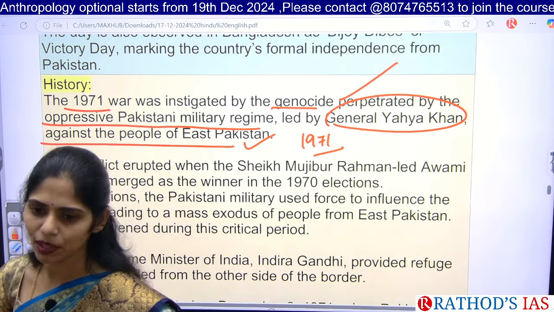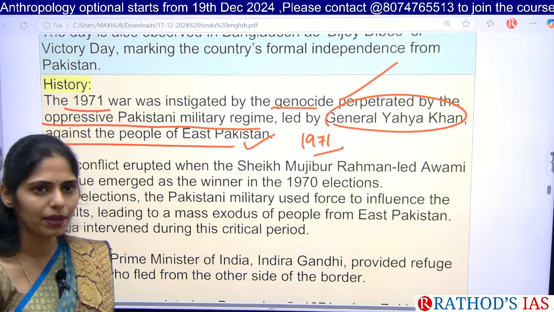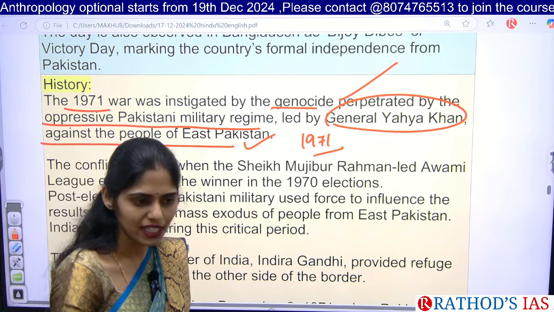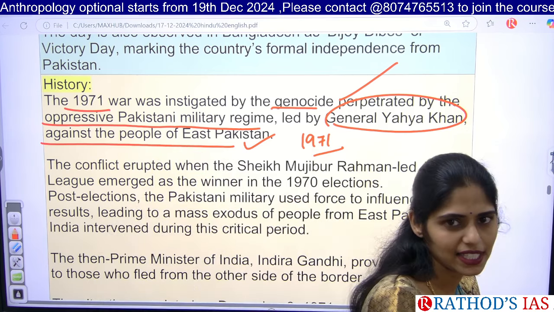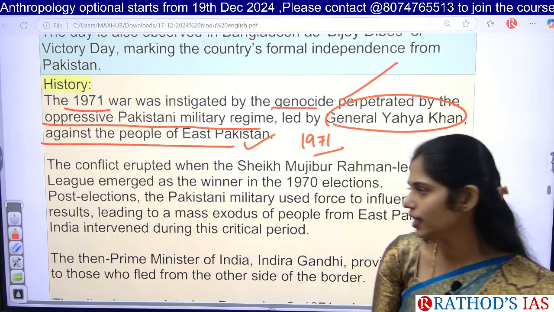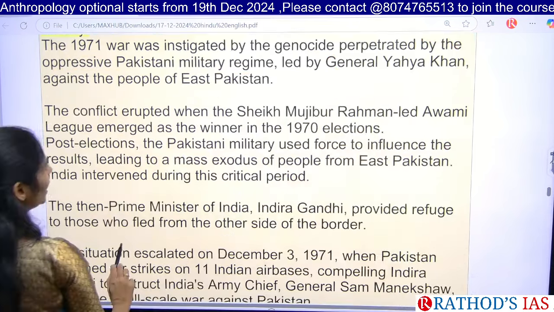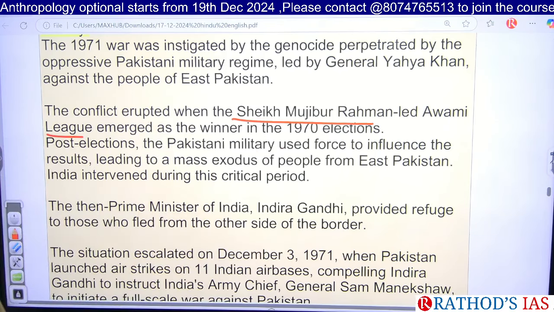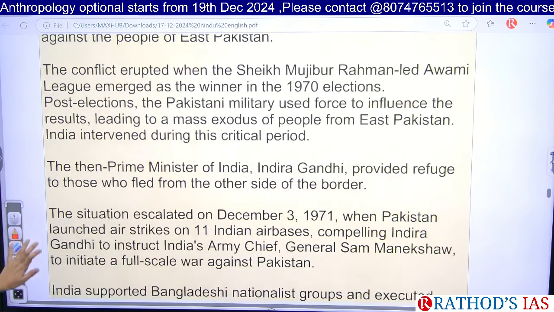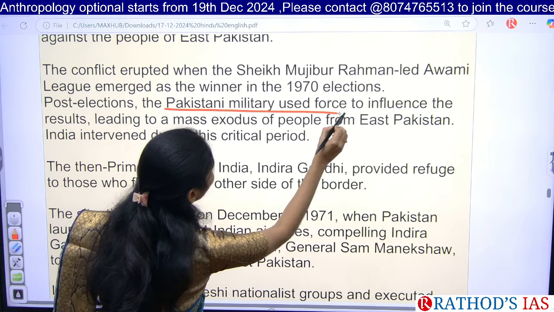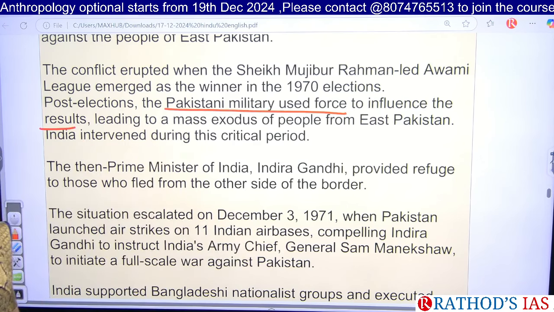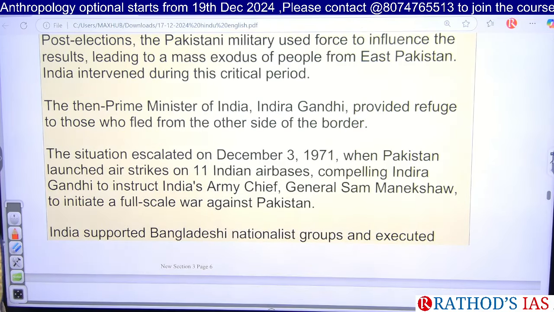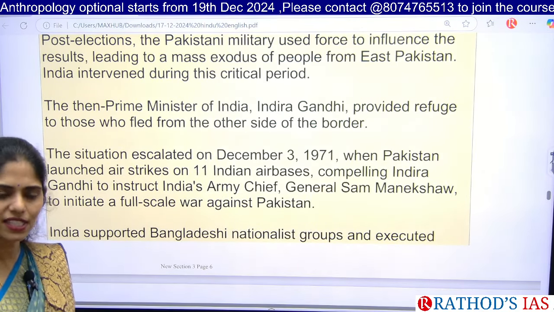India would not tolerate that, right? Because something is happening in our neighboring country, obviously it will have an impact. If genocide is happening there, people started fleeing East Pakistan and entering India. Conflict erupted especially when Sheikh Mujibur Rahman's Awami League emerged as the winner in the 1970 elections. After the elections, the Pakistani military used force to influence the results. So the then Prime Minister of India, Indira Gandhi, provided refuge for the people coming out of East Pakistan into India.